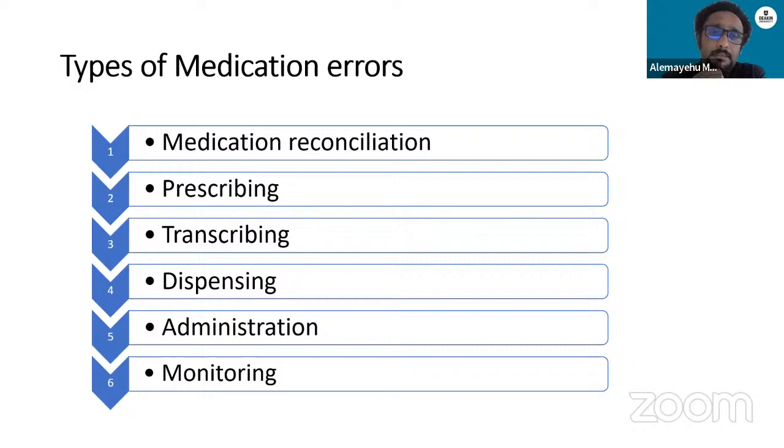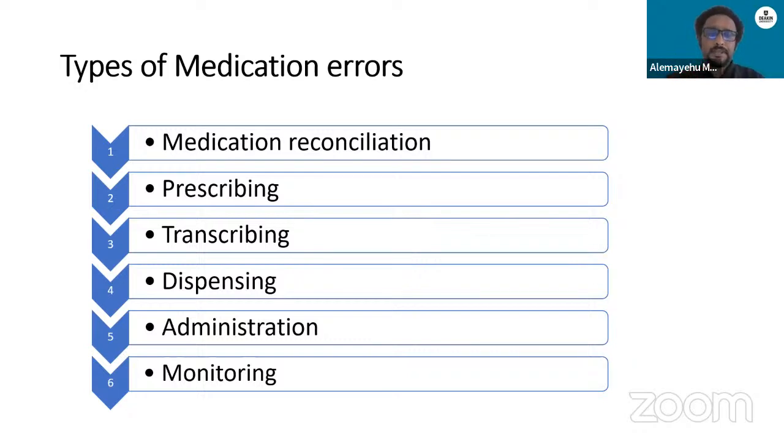So for medication reconciliation, you can say errors due to failure to reconcile medicines, or medication reconciliation errors, or medication discrepancies. We can give a number of names for this anyways. So any errors from failure to reconcile medicines, that's one of the types of errors. Another is prescribing errors, transcribing, dispensing, administration, and monitoring.